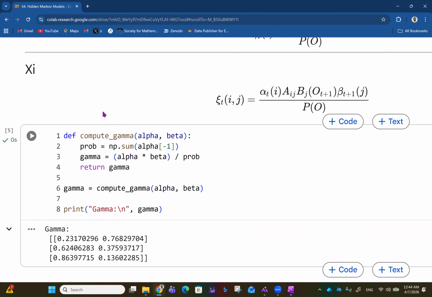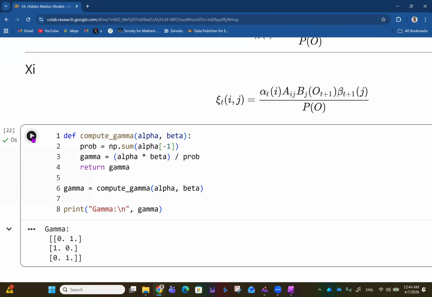And then you can compute the gamma with parameters alpha and beta. Then you take the probability, which is the sum from the back, right? Alpha minus 1 means you're summing from the back, and gamma is alpha times beta divided by the probability that you have up here, and then you return gamma. So gamma computes, taking alpha and beta, and then we run this. As you keep running, this ends up converging to 0, 1, 1, 0, 0, 1, like that at the end of the day.